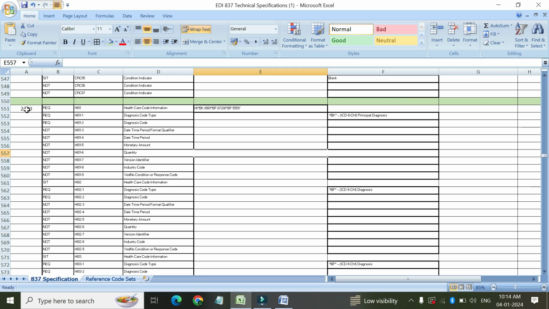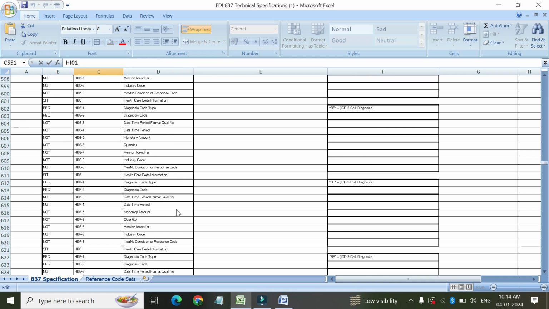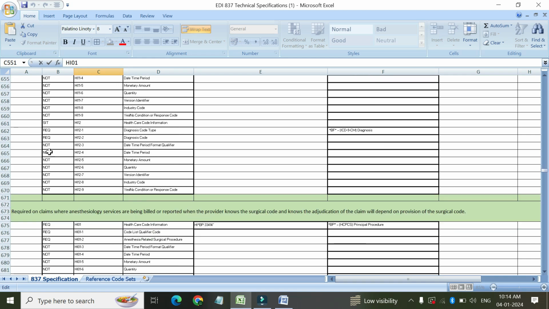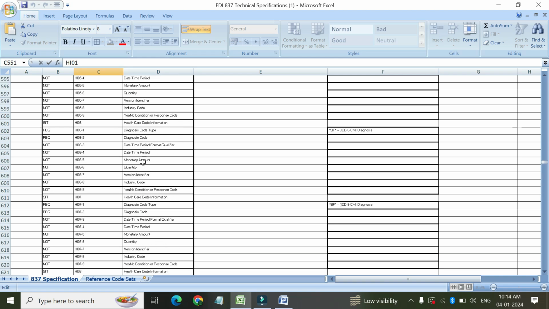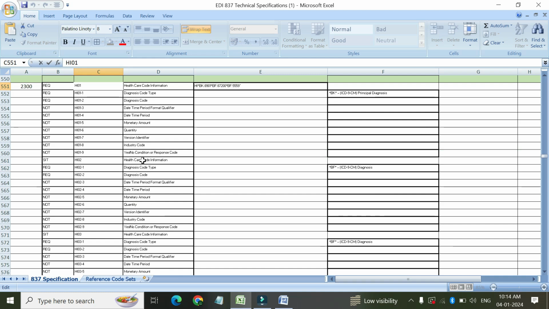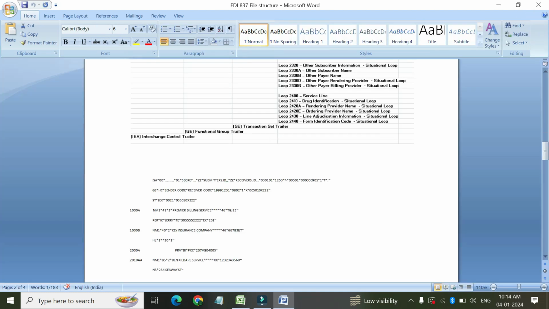Okay, so loop 2300, the first segment is HI. An HI segment contains all the diagnosis information. Whatever findings were made by the provider, those diagnosis information goes in the HI segment. And guys, remember, on one claim a maximum of 12 diagnoses can be reported, so you will see it is HI 12. And let me show you how it looks in an actual EDI file.